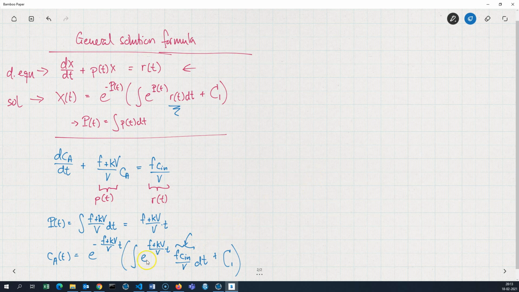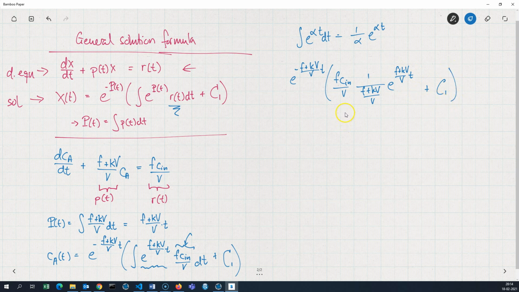And furthermore, when we integrate this function here, it's just e to the power of some constant times t. The integral of that is going to be 1 over alpha times e to the power of alpha t. So if we use that and take this constant outside, what we're going to get is e to the power of (f plus kv) by v times t, times, taking the constant outside, and 1 over alpha would in our case be 1 divided by (f plus kv) divided by v, and then e to the power of (f plus kv) divided by v times t, plus c.